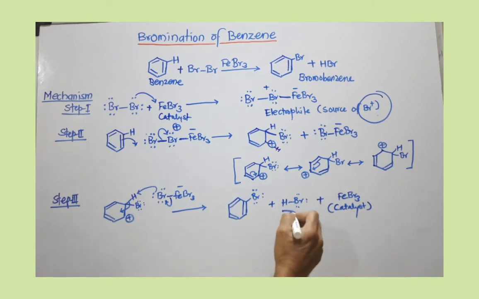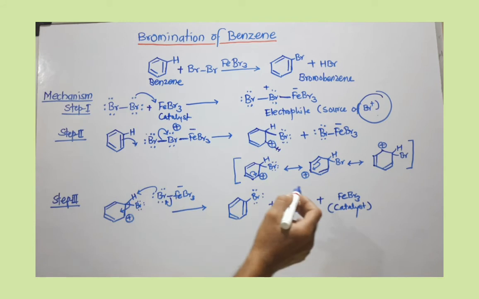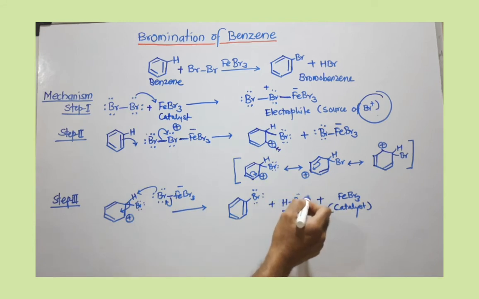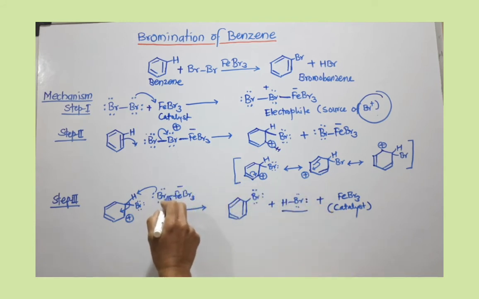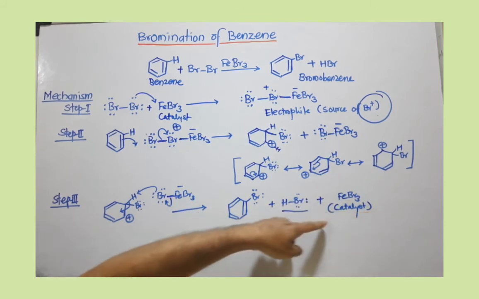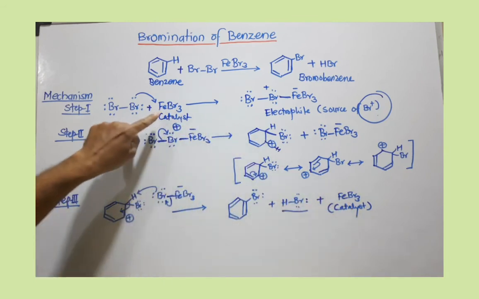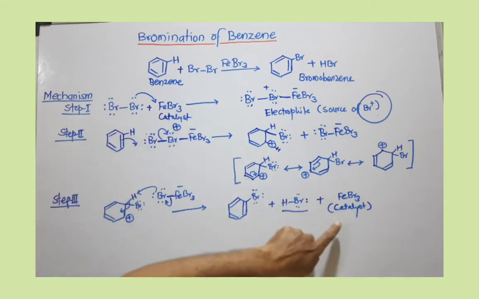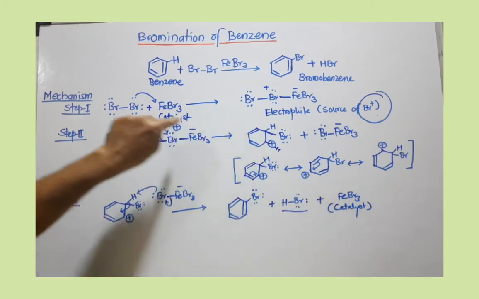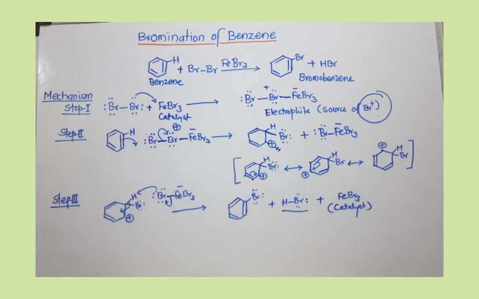You can see here HBr. One lone pair is used to form a bond with this proton. Then this pair is coming from this bond. This pair is coming from this bond. So we get here HBr and our FeBr3. This Lewis acid is actually regenerated. So it is used in the first step and liberated in the last step. So this is acting as a catalyst. So in this way you can prepare bromobenzene.